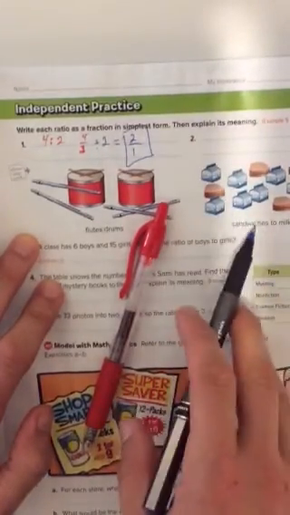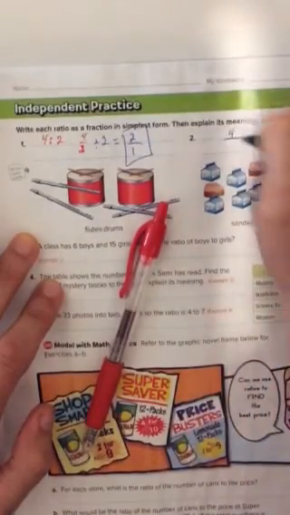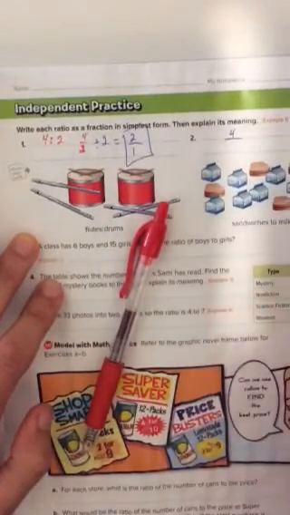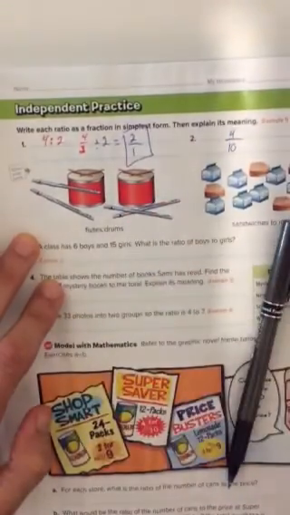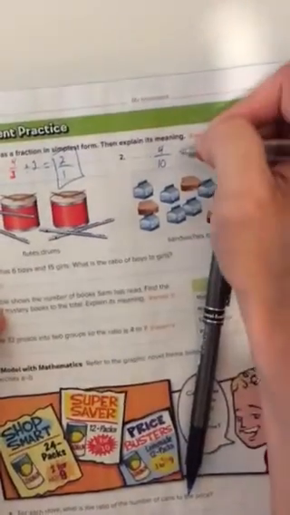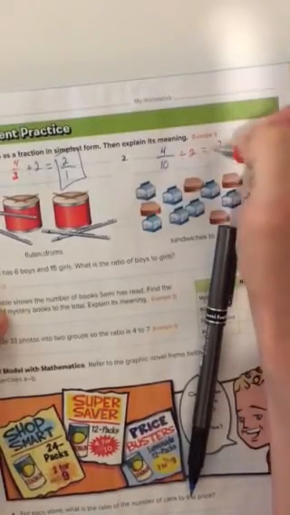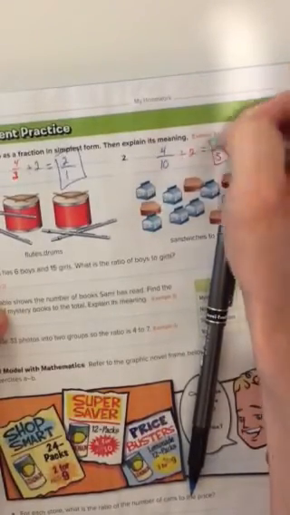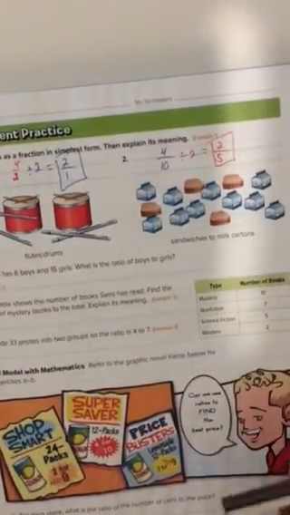Or sandwiches to milk. Okay, 1, 2, 3, 4. 4 sandwiches to every 10 milks. Okay, so divide by the greatest common factor, which is going to be 2. 4 divided by 2 is 2. 10 divided by 2 is 5. So there's 2 sandwiches to every 5 cartons of milk, and that's the explanation.